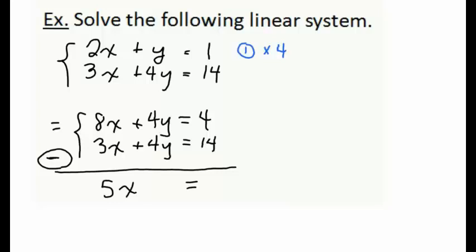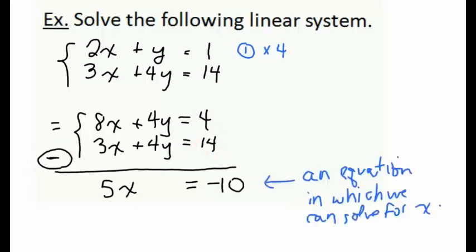Bring down our equal sign. And then finally we have 4 minus 14. That gives us negative 10. Now here's the big idea for the elimination method. After you do this addition or subtraction step, you should get an equation in which you can solve for one of the variables. In our case, now we have an equation in which we can solve for x. So let's go ahead and do that. If we divide both sides by the value of 5, we get x is equal to negative 2.